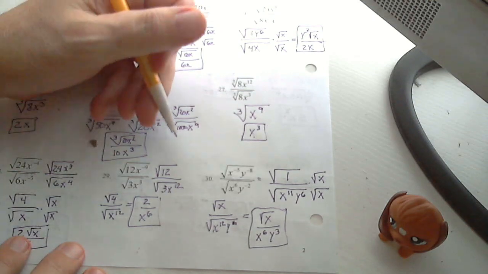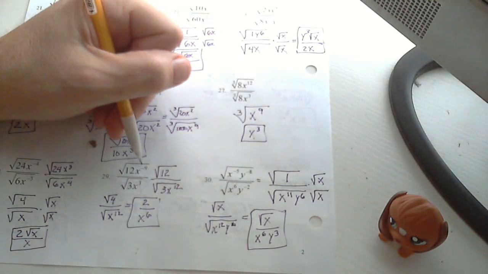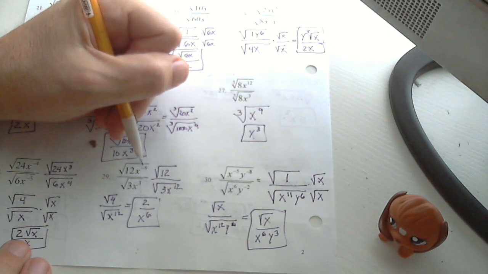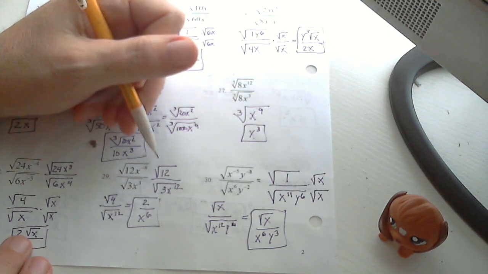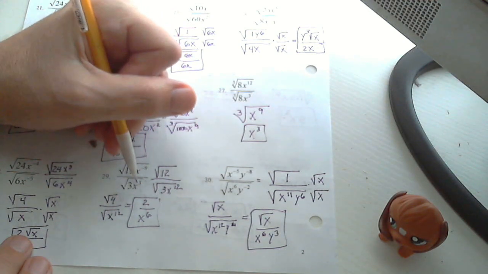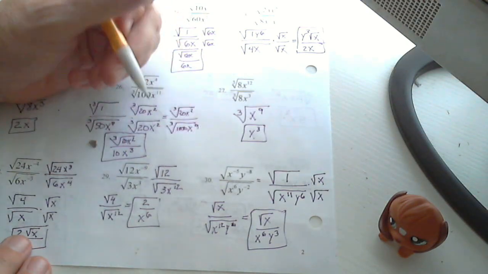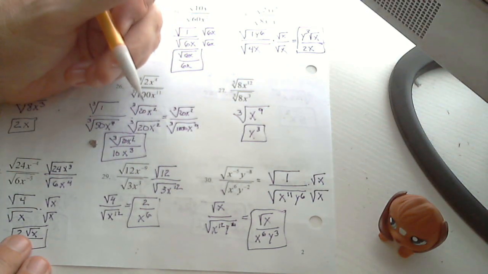Example 29. 12 over 3 is 4. It's nice, perfect square. Now, these negative 9, that moves down to the bottom. It really becomes 1 over x to the 9th. So you've got 1 over x to the 9th, and x to the 3rd's already there, so that becomes x to the 12th in the denominator.